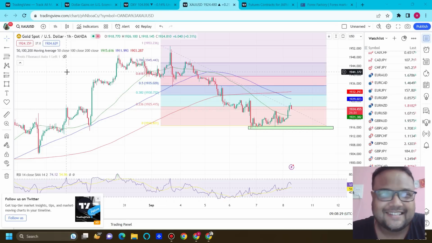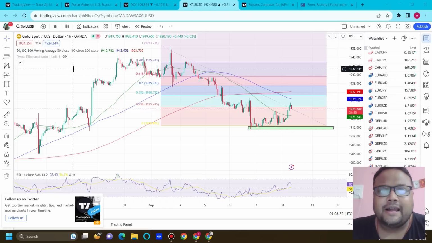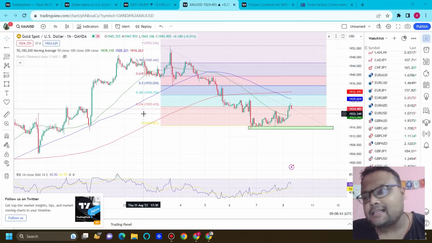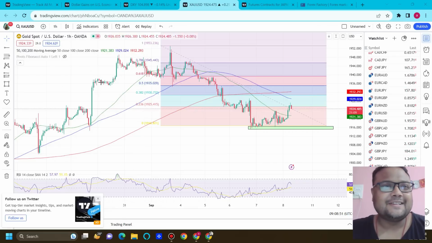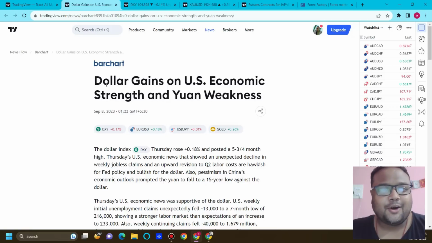So let's get started. My dear friends, this is the 1 hour chart of gold USD in front of us. As most of you were holding buy positions, you were scared about what will happen to gold, and finally we can see that there are signs of trend reversal. There are signs of hope, there are signs of good recovery on the chart of gold. So let's discuss. First of all, dollar gains on US economic strength and yuan weakness.